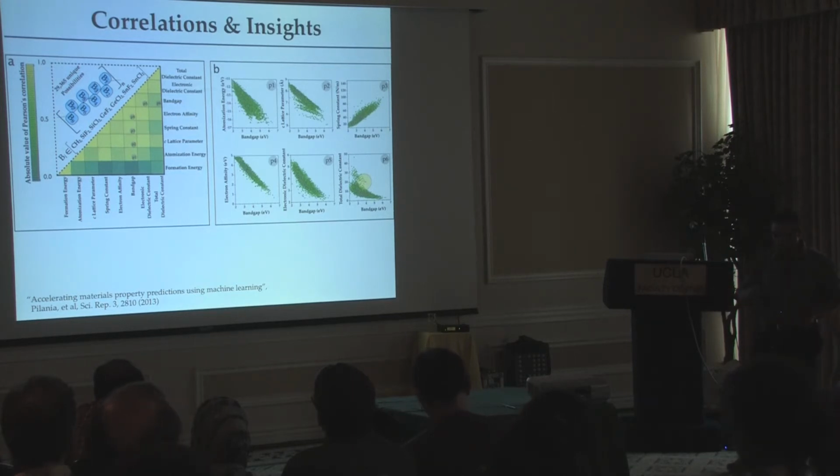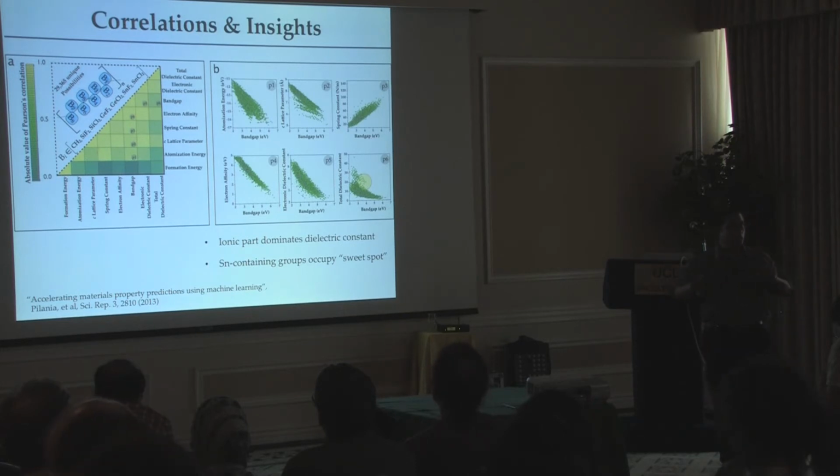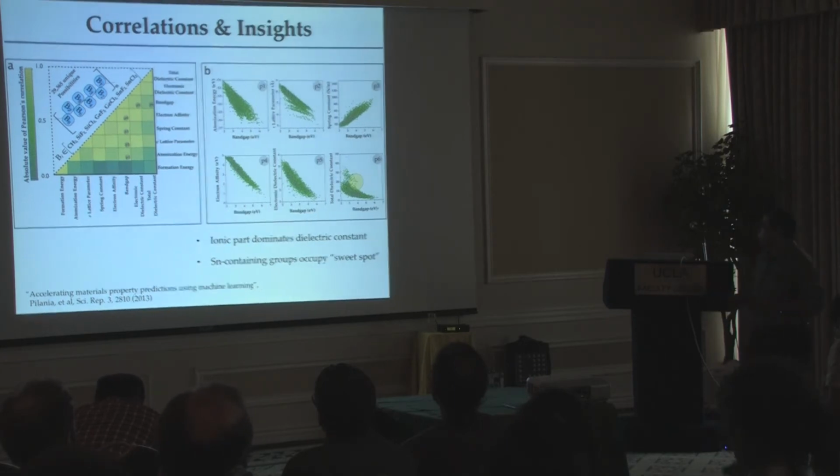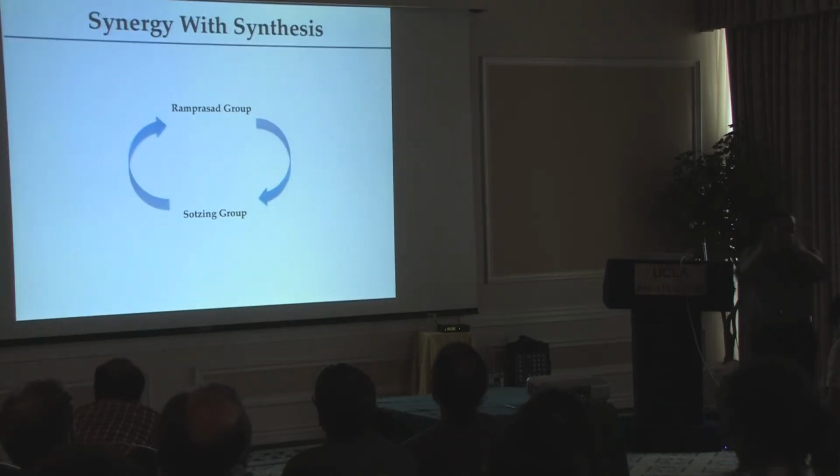What are those cases? First of all, the ionic part dominates, but more importantly, this whole section here is dominated by tin-containing groups. If you recall what I showed earlier with this game we played with the group 14 hydrides and halides, tin was showing up prominently, and tin keeps showing up here as well. So we want to go into tin now. Polymers containing tin, organo-tin polymers.